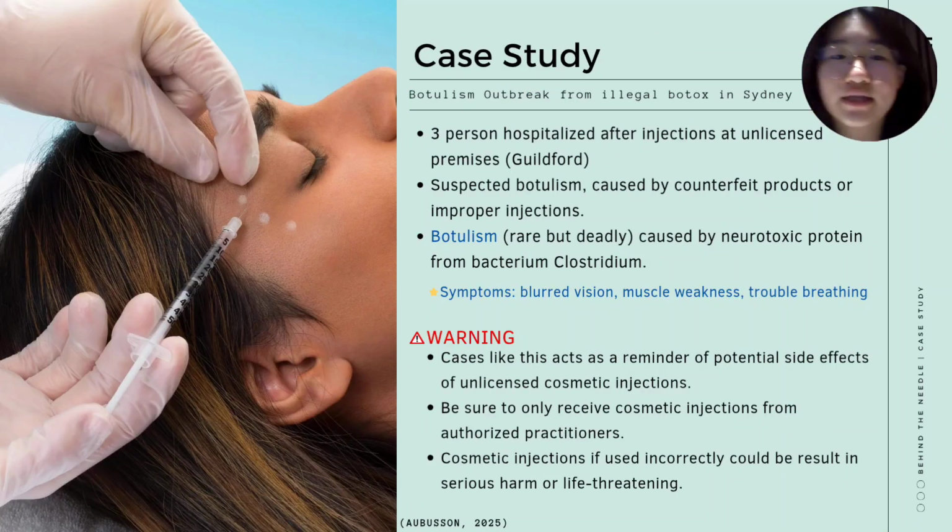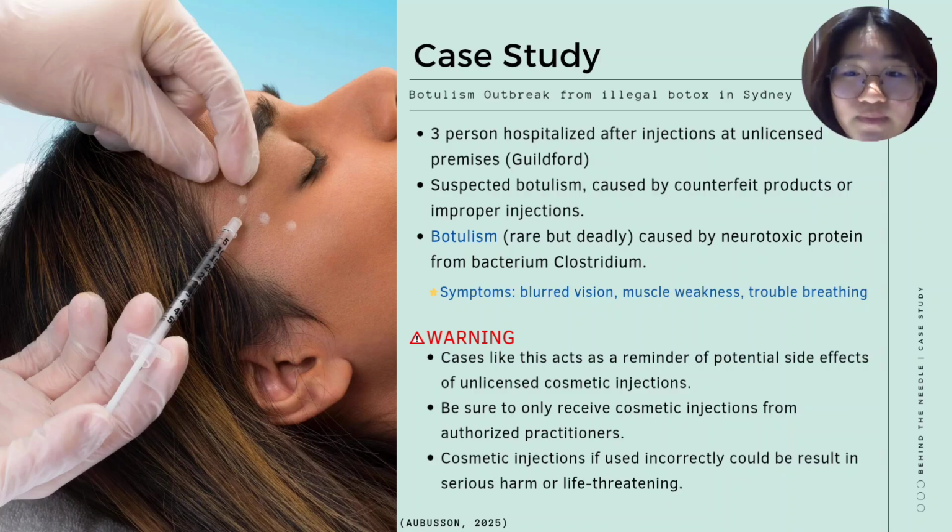This is our case study of Botox, which is a botulism outbreak from illegal Botox in Sydney. 3 patients were harmed after receiving suspected fake Botox at unlicensed premises. All 3 were hospitalized and one of them was admitted to the intensive care unit. They all developed botulism, a rare but deadly illness. Botulism is caused by a neurotoxic protein called botulinum toxin, which is derived from the bacterium Clostridium botulinum, the same toxin that is used to make Botox. The symptoms of botulism are blurred vision, muscle weakness, and trouble breathing.